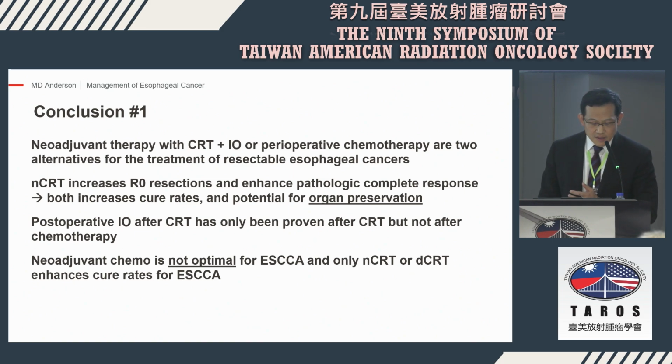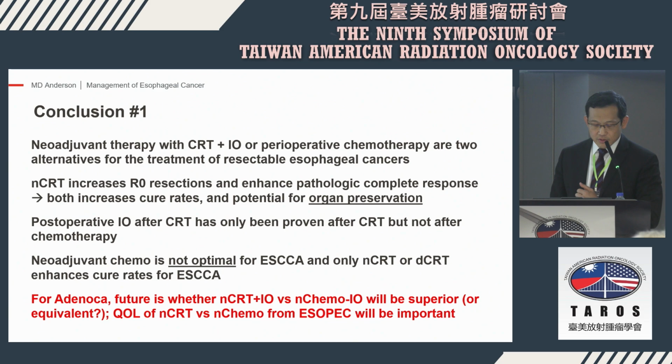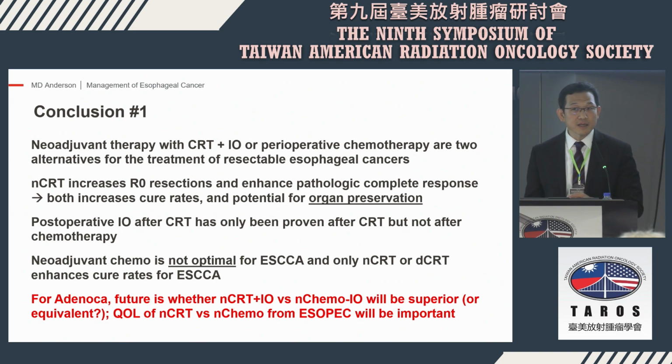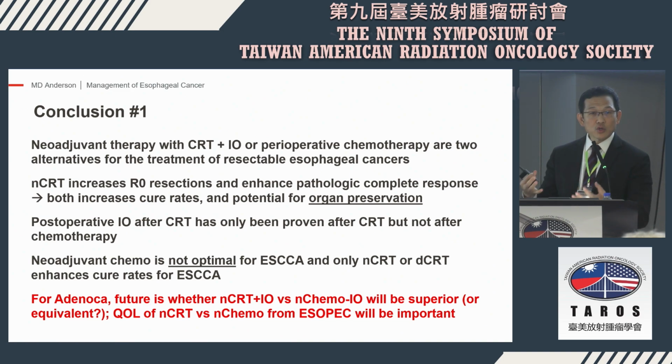And then neoadjuvant chemotherapy is not optimal for squamous cell, it's only for adenocarcinoma patients. So really in the future, the question is whether neoadjuvant chemoradiation followed by immunotherapy or neoadjuvant chemotherapy with immunotherapy will be superior. So I think these are still studies that need to be done to compare head-to-head which one is better at incorporating immunotherapy. And so I think this is still ongoing research that we need to do.